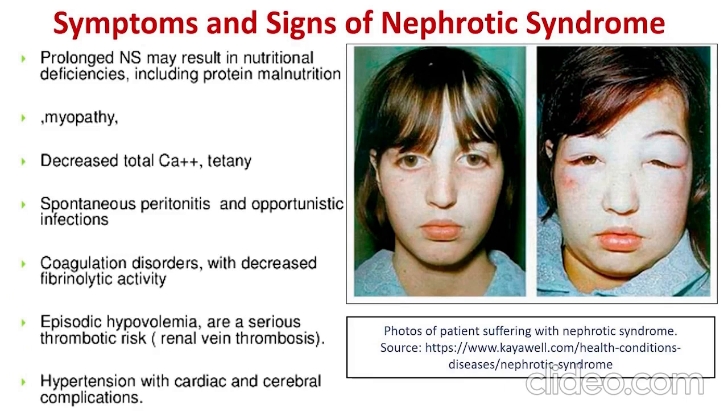Next signs which are possible in nephrotic syndrome are nutritional deficiency with protein malnutrition, myopathy, decreased calcium level with tetany signs, spontaneous peritonitis, opportunistic infections, coagulation disorders with decreased fibrinolytic activity, that means hypercoagulation. Next possible complication and sign is hypovolemia and risk of thrombosis, and maybe sometimes hypertension in cardiac and cerebral complications.